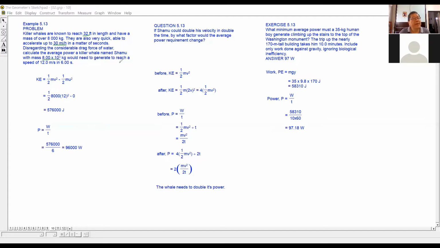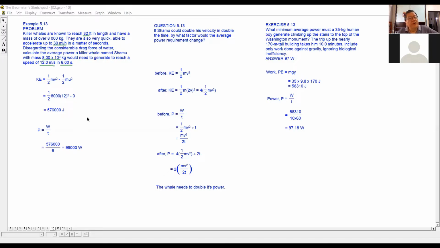8,000 kilogram, speed 12 meters per second, and they reach this speed in 6 seconds. So we are going to use only these three, because they are SI units, so we know they are consistent. Whereas these two are not compatible. They are the British system, so we don't use them. We use these three values.